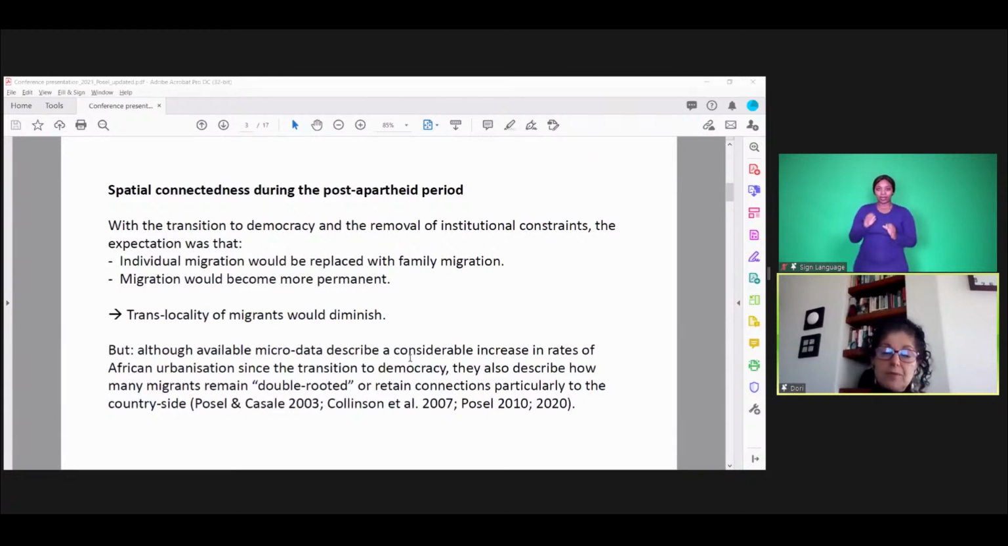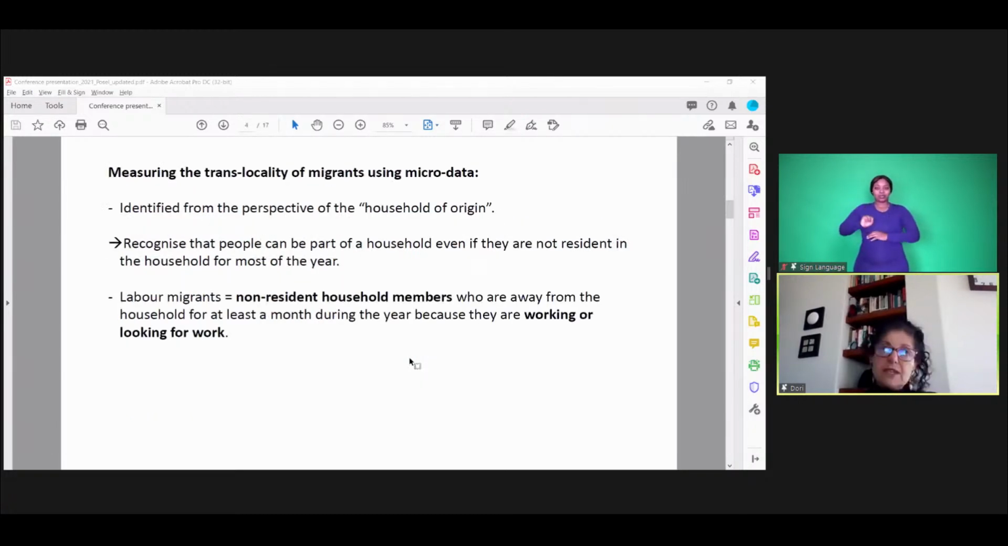But although available microdata describe a considerable increase in rates of African urbanization since the transition to democracy, which Martin has illustrated, they also describe how many migrants remain double-rooted or how they retain connections, particularly to rural areas in the country. Of course, this raises the question of how we measure the translocality of migrants using microdata, and typically this is identified from the perspective of the household of origin. This requires recognizing that people can be part of a household even if they are not resident in the household for most of the year.